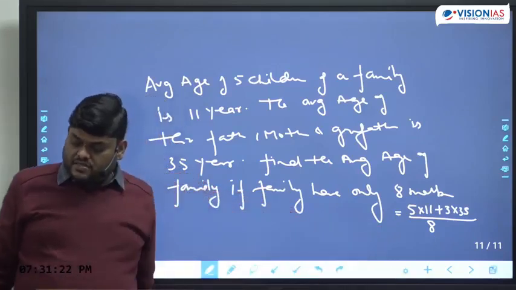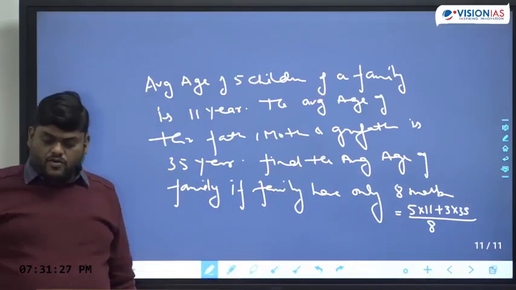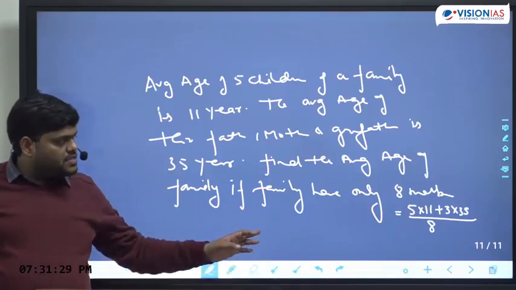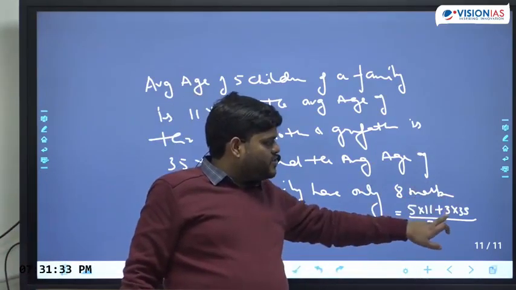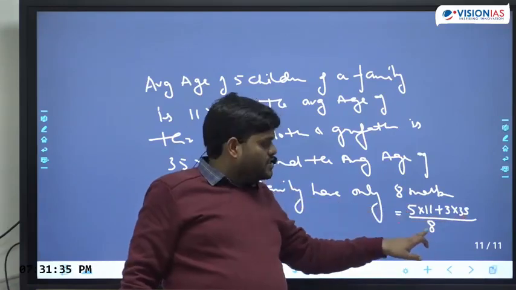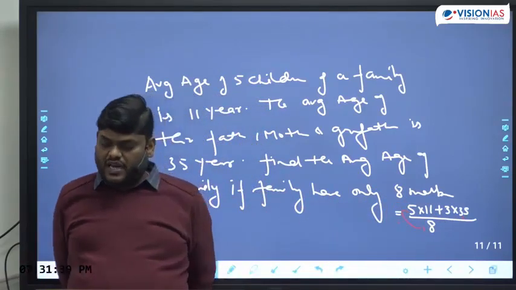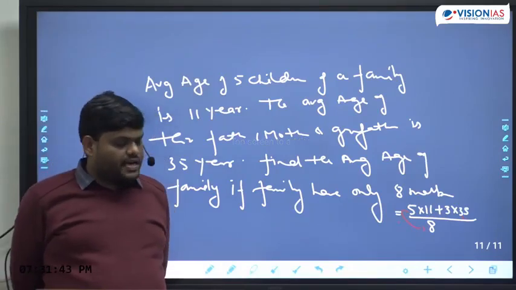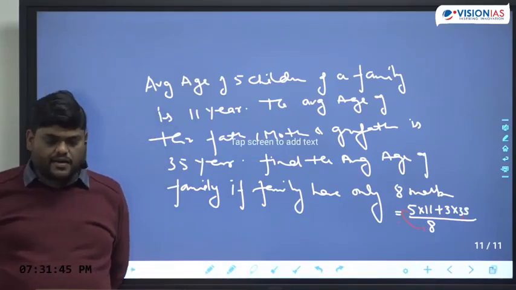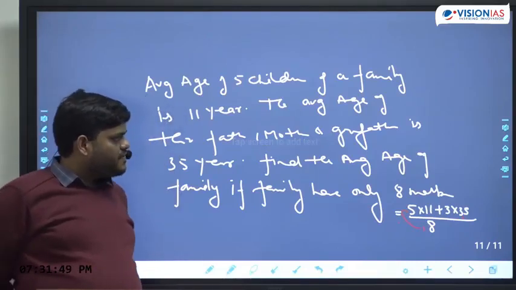13.33 was the previous one. Okay. The average age of 5 people is 11. Average age of 3 people is 35. Then the average age of all 8 will be 5 into 11 plus 3 into 35 divided by 8, and that will give us the answer as 20.